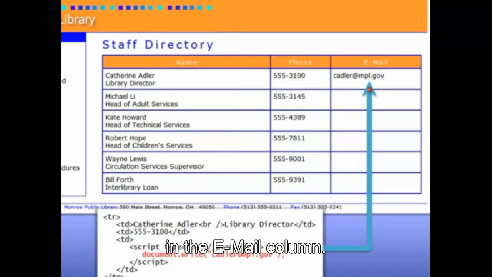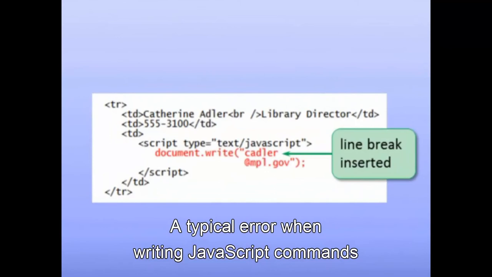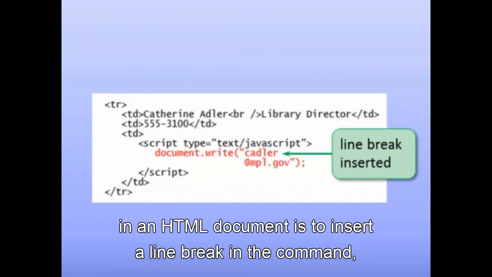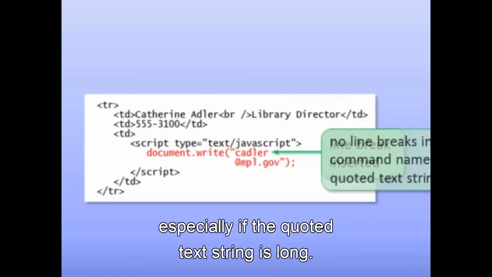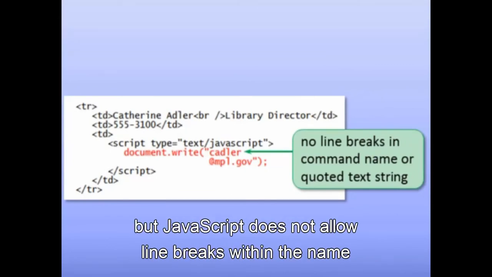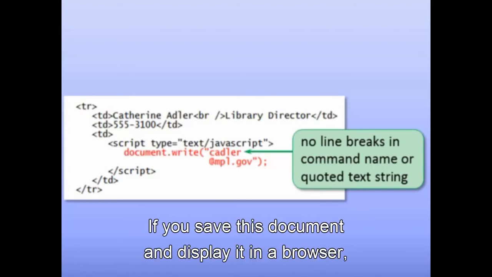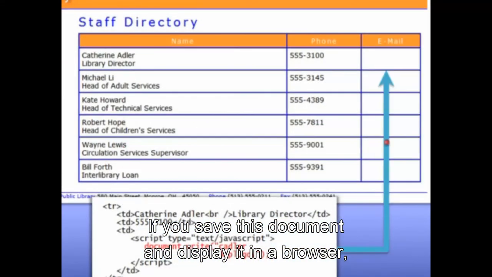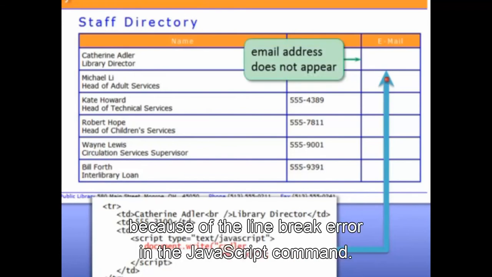A typical error when writing JavaScript commands in an HTML document is to insert a line break in the command, especially if the quoted text string is long. HTML allows this type of line break, but JavaScript does not allow line breaks within the name of a command or within a quoted text string. If you save this document and display it in a browser, the email address does not appear on the page because of the line break error in the JavaScript command.